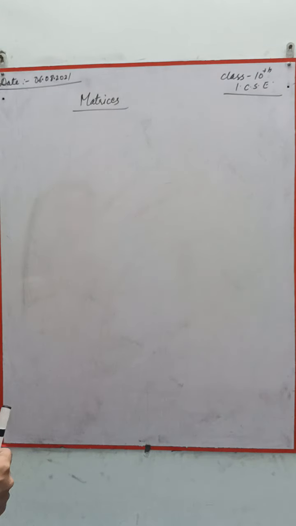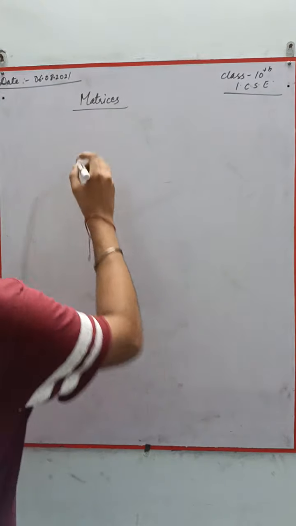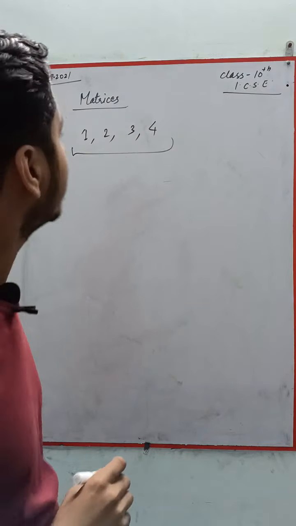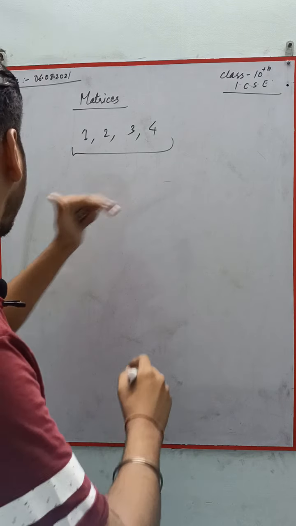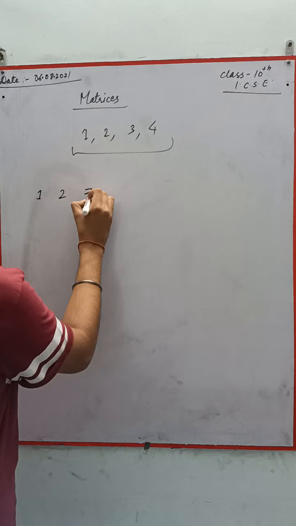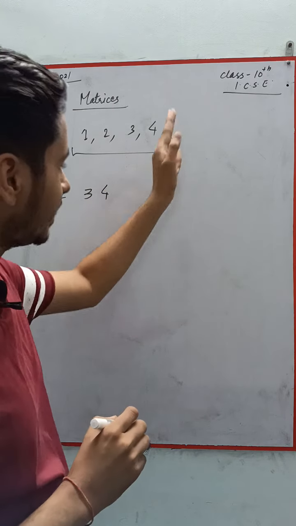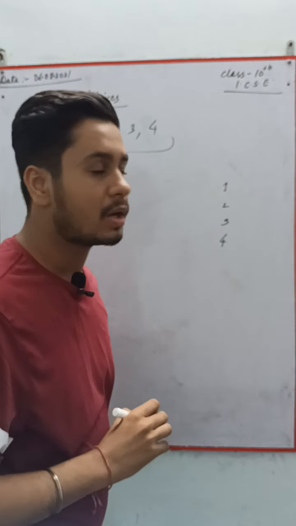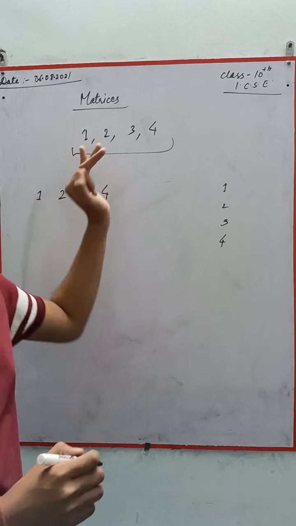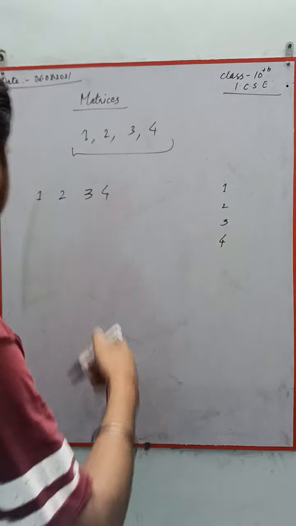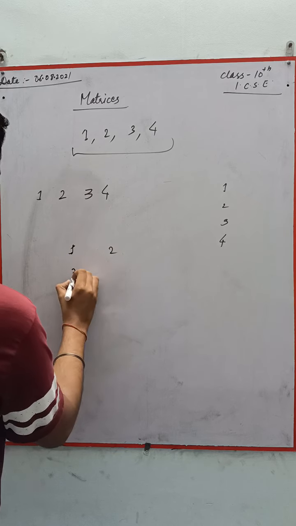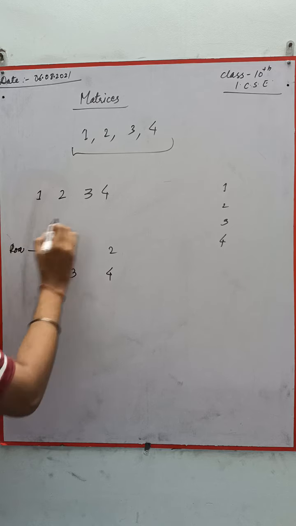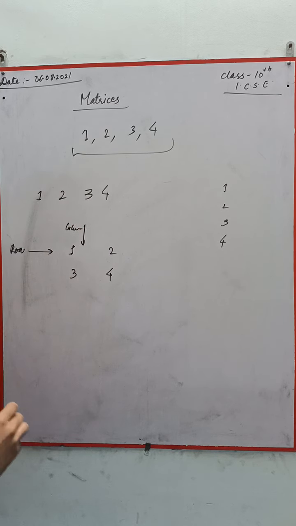Okay, so let's start with, say for example, I'm taking four numbers, that is 1 2 3 4. Now if I arrange these numbers in one row, it will look like 1 2 3 4. And if I arrange these numbers in one column, it will look like 1 2 3 4. Now if I arrange these four numbers in two rows and two columns, I mean to say 1 2 and 3 4. This is the two-row arrangement. As we know, this is how we define row and column.